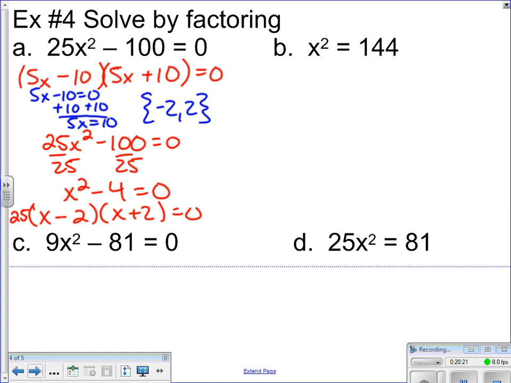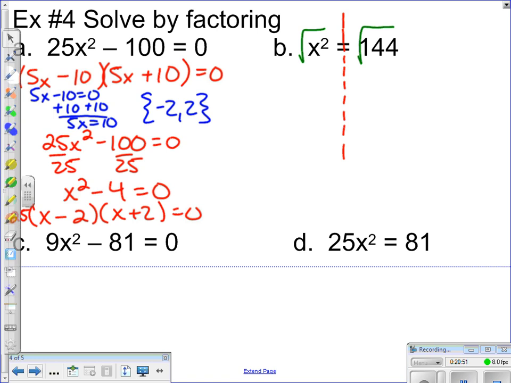Now, if you like doing it that way, which is fine, or you can apply the square root property. Look, x squared is on one side, 144 is on the other side. Move the x to one side, move the number to the other side. If you want to get rid of a square, square root it. The square root and a square cancel each other out. And you just get x.